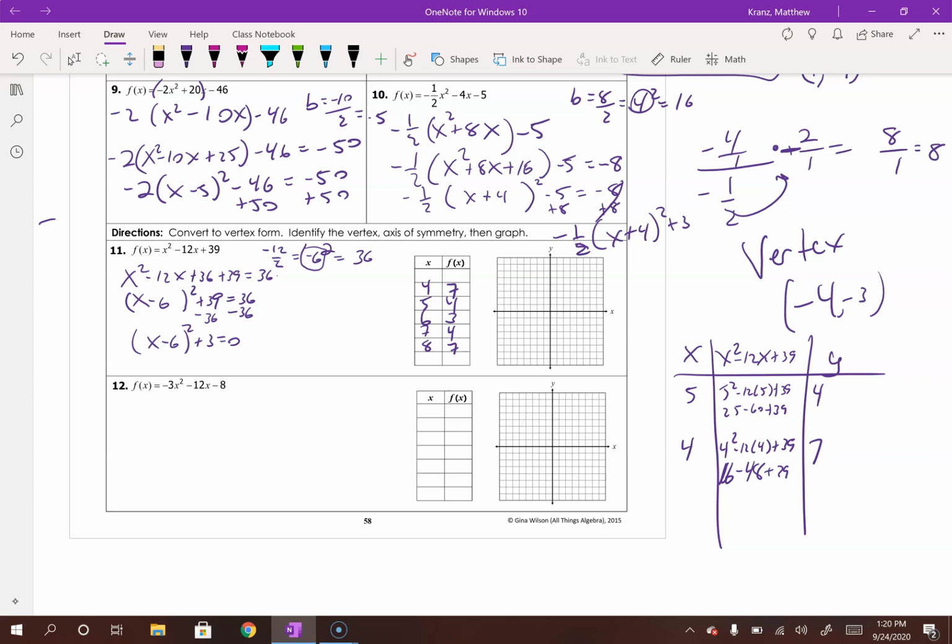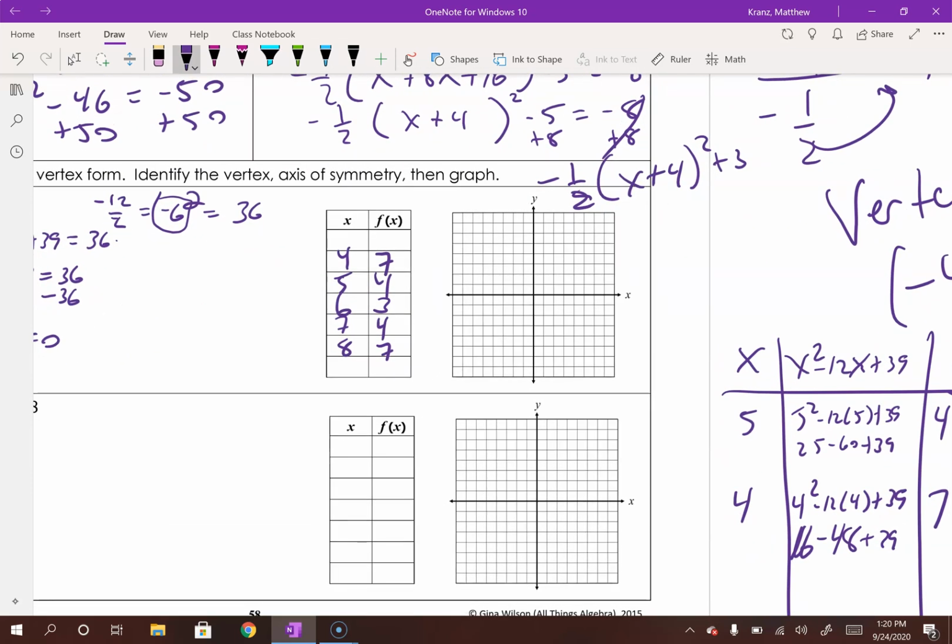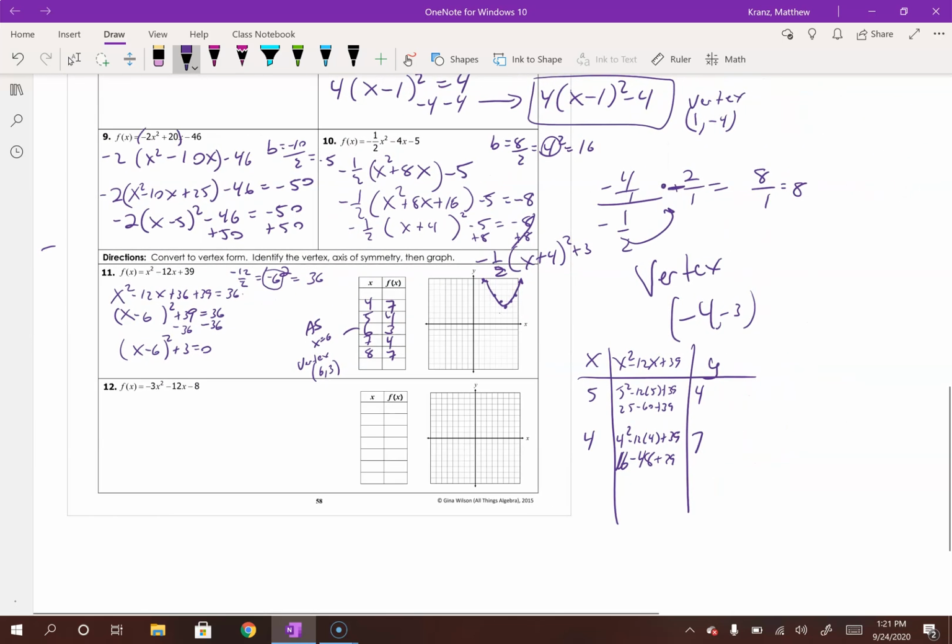All right, so now I can go ahead and graph this. I have 6, 3, 5, 4, 4, 7, and the same thing on the other side: 7, 4, 8, 7. So this is my parabola that looks like this. My axis of symmetry is 6. The vertex is 6, 3. And then we graphed it. All right, and I'll let you guys do number 12.